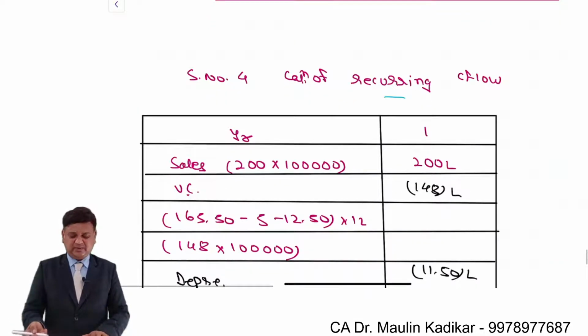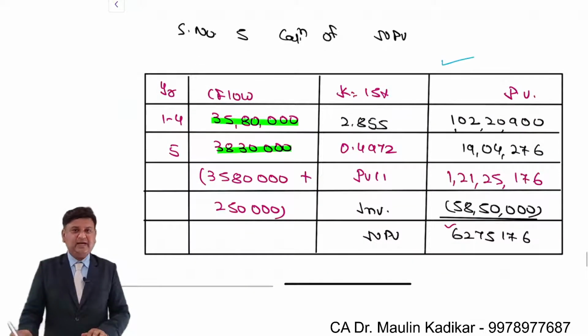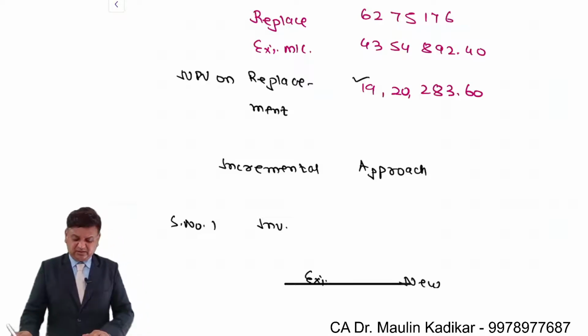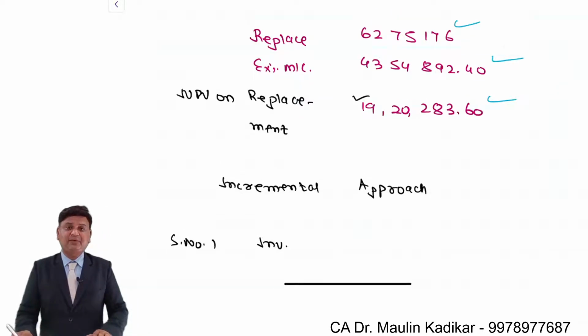Recurring cash flow is as normal. There is nothing great to be done here. NPV calculation, again, I don't think there is anything great to be done there. In presentation of the final answer, you are required to write the difference of these two values as the NPV on the replacement of machinery. That is the answer of the first question.